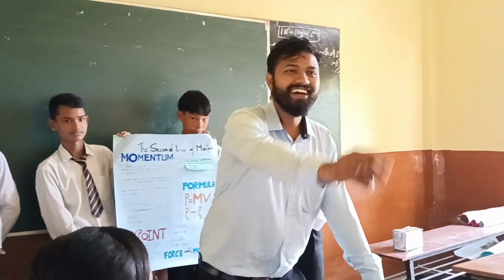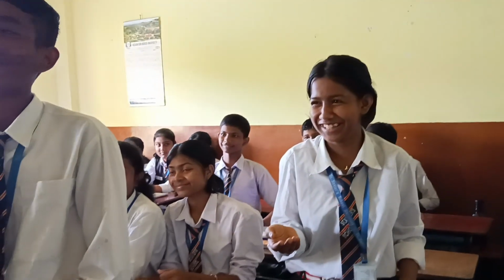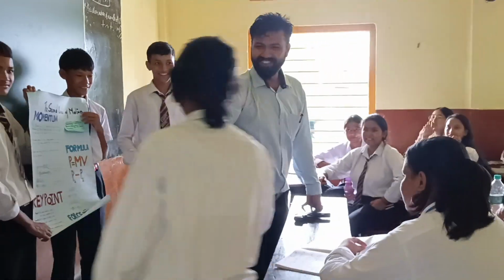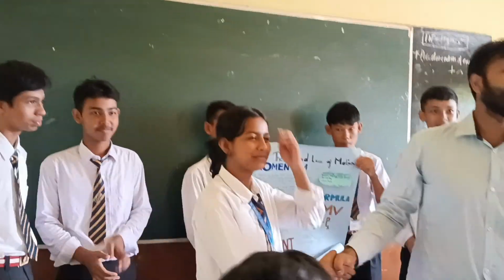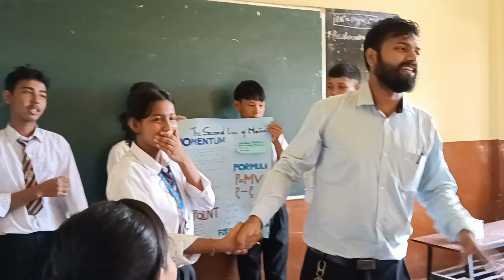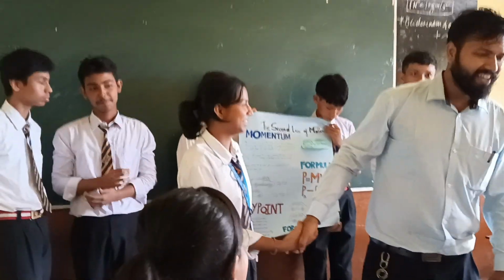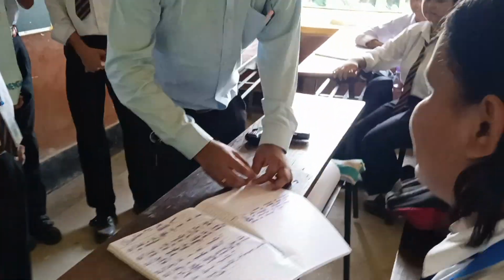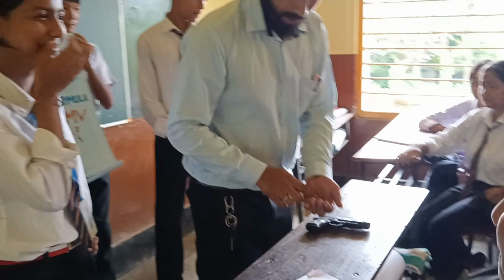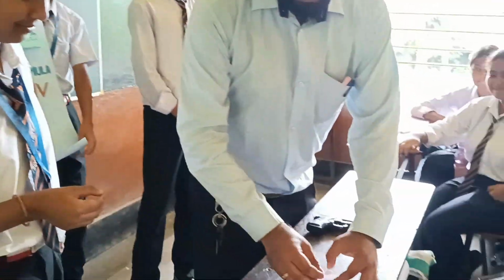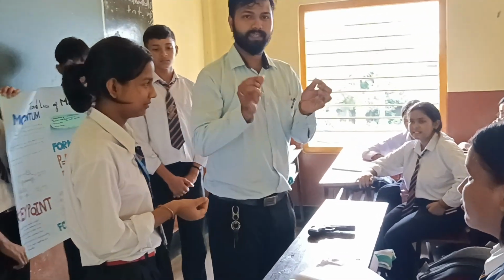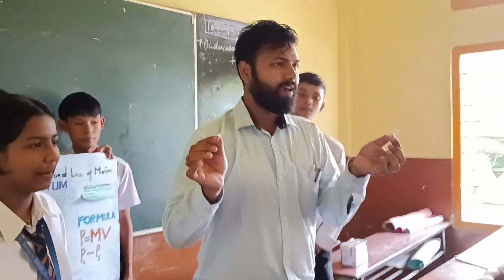The amount of content a particular object carries. Very good. Mass means the amount of substance present in it, the number of atoms present in it. For example, let me take two pieces of paper. Simple example: if I ask you which piece of paper has more mass? A or B? B. Why? How can you say that?